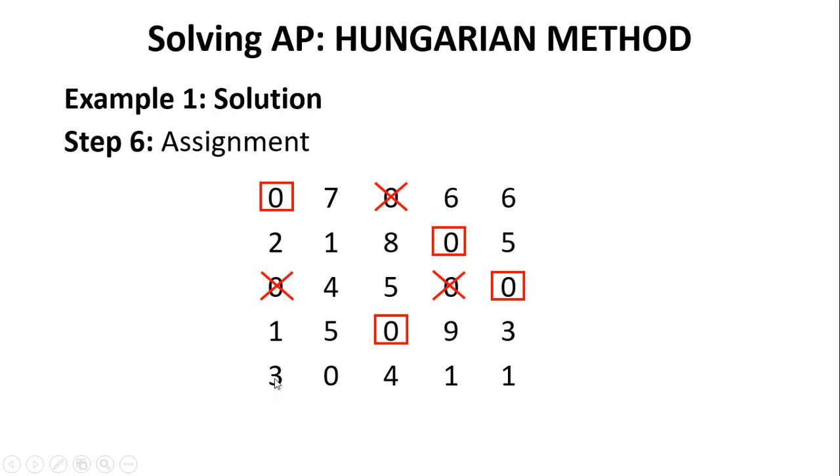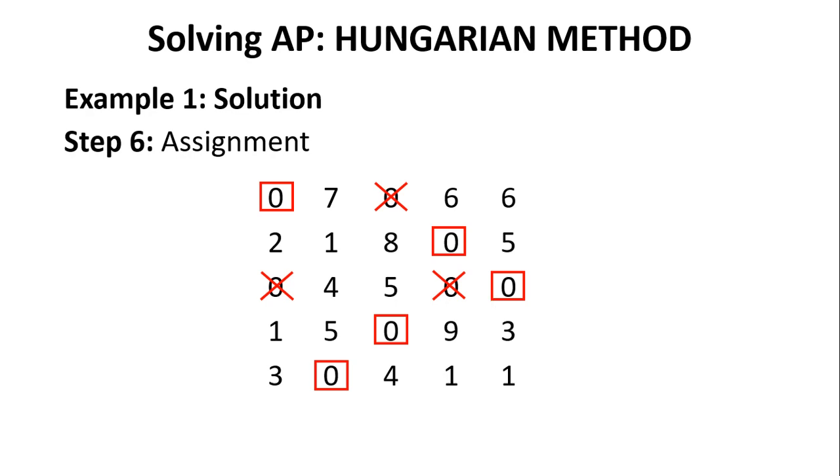And lastly, we have the last row with a single unassigned 0. We make an assignment there. We check for the column whether there is an assigned 0, so that we can cancel it. There is no unassigned 0. And the same for the row. There is no unassigned 0. So the matrix here represents the assignment, which basically will give us the minimum operational cost.